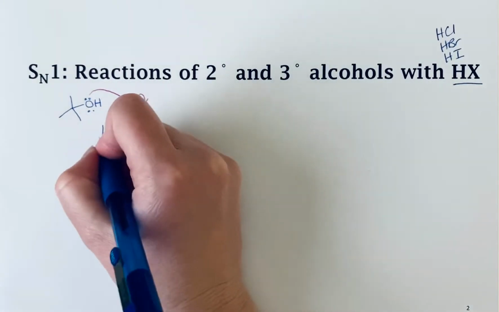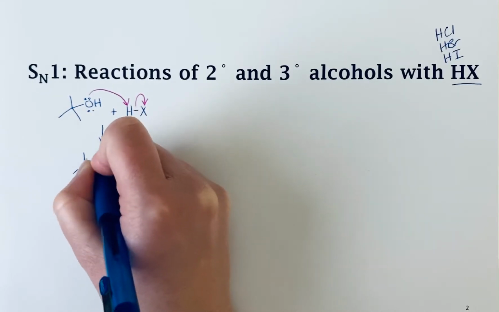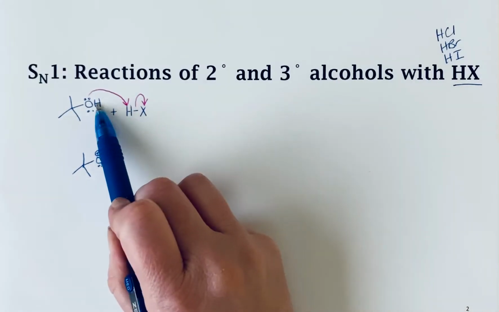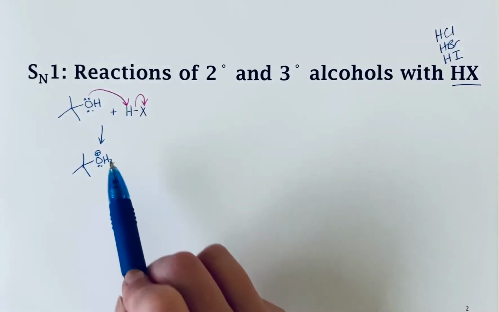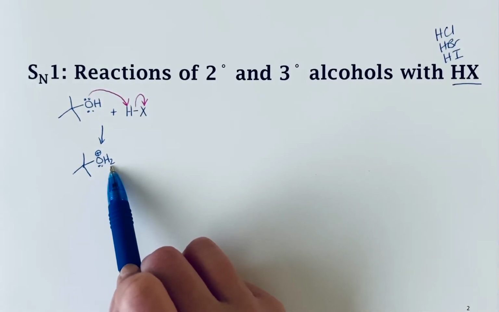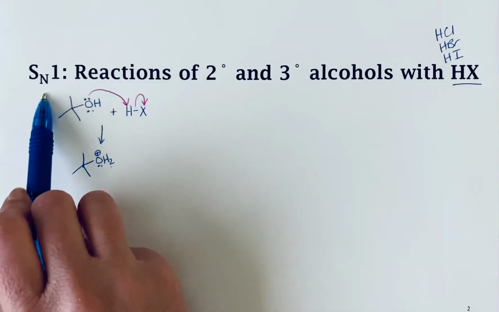After this happens, what we have is a protonated alcohol. By protonating this alcohol, we took a poor leaving group, hydroxide, because that would be a strong base, and we converted this into a good leaving group, because once this leaves, it will be a neutral water molecule. If we're looking at a secondary or a tertiary alcohol, the reaction pathway is SN1.